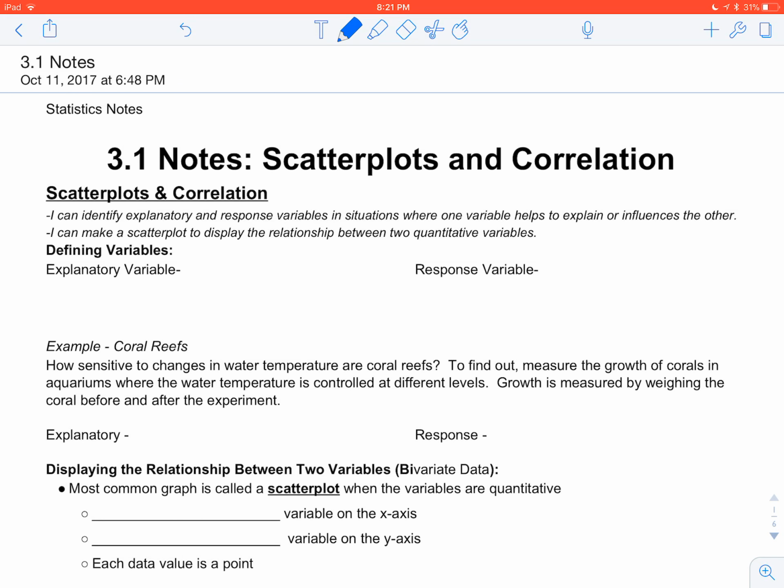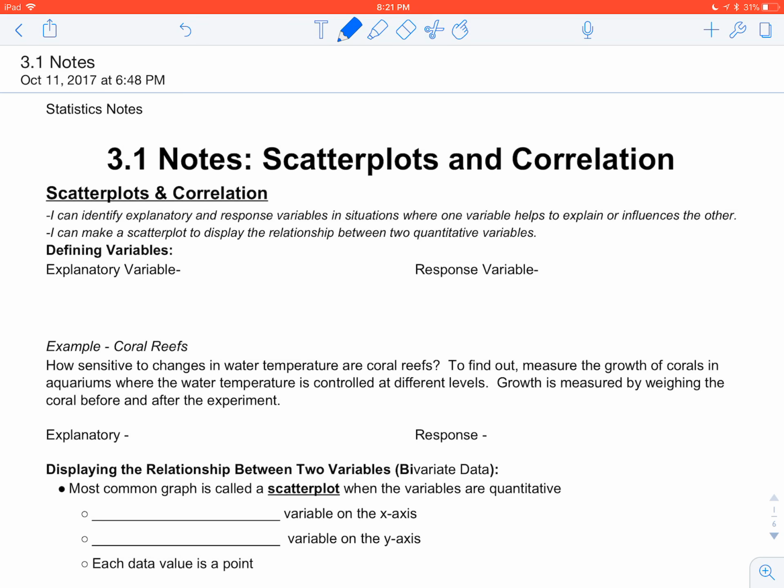In this video, we're going to review section 3.1, scatter plots and correlation. Chapter 3 is all about relationships between data or different variables. Chapter 2 was about univariate data, and in Chapter 3 we're going to talk more about bivariate data. We have more than one variable and how to measure relationships, whether one variable causes a difference in another one.